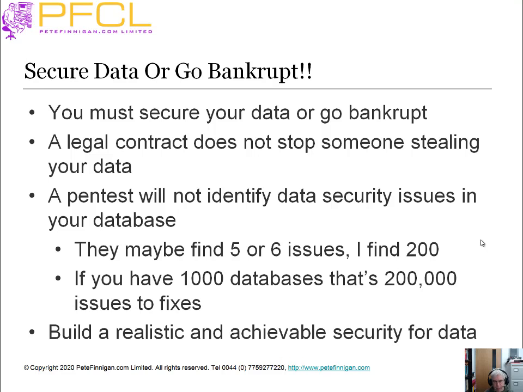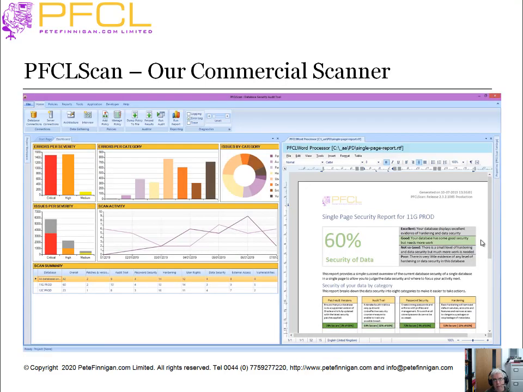Build these onion layers. Stop people connecting. Have network controls, database network controls. Have strong password management. Have user controls, least rights, data access controls, and then build context-based security on top of that. That's what you need to aim for to secure your Oracle database.